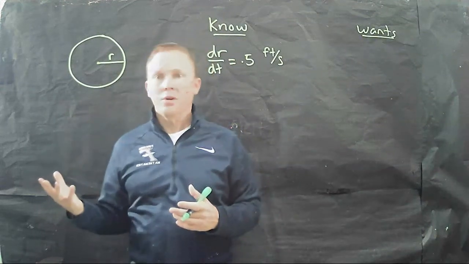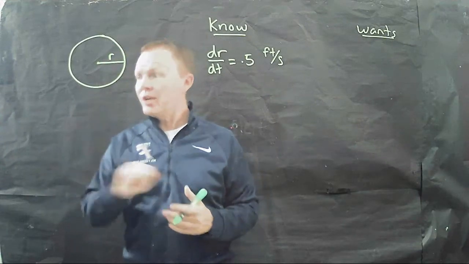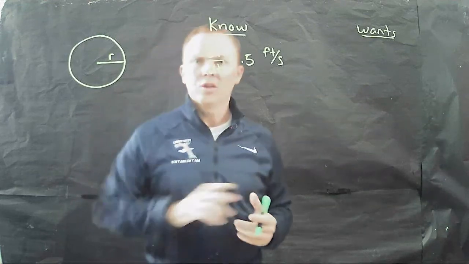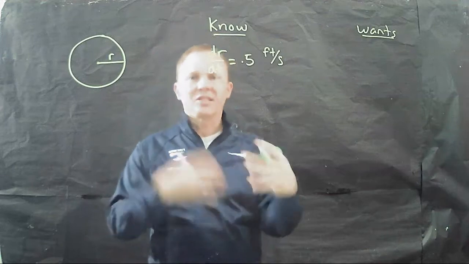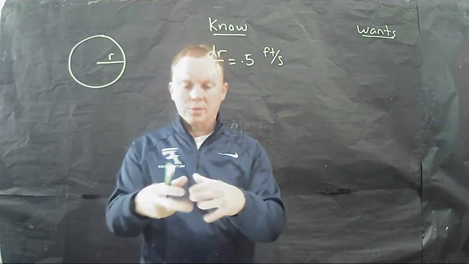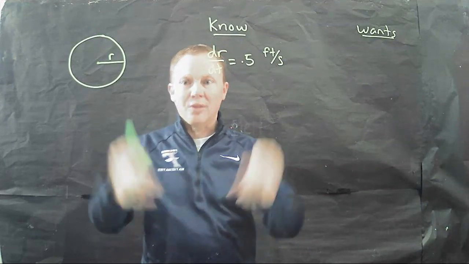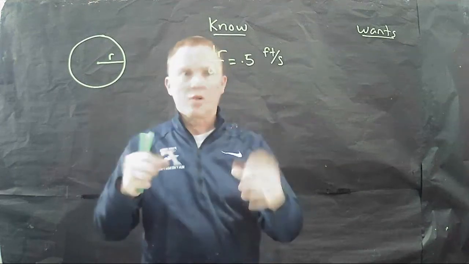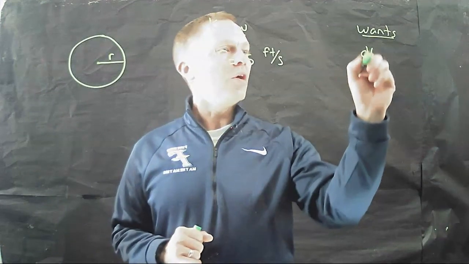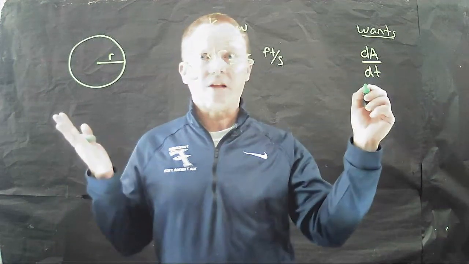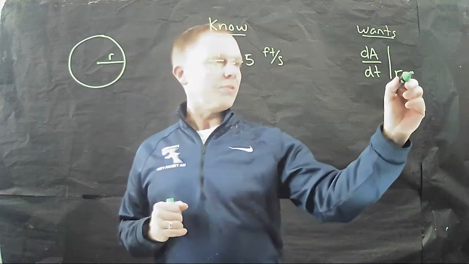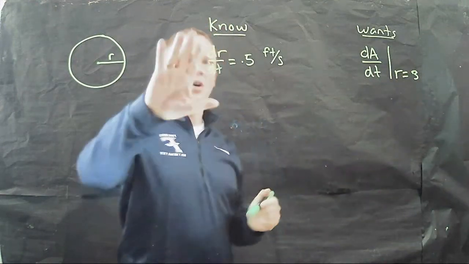Okay, and what do I want to know? The question says, how fast is the area of the ripple growing when the radius is 3 feet? So there's always going to be a when. How fast is this changing when? We have this situation going on here: the radius is changing, the ripple's getting bigger. And as soon as the radius gets to 3 feet, we take a picture, a snapshot, and say, okay, how fast is the area changing at that instant? And so what's our want here? I want to know dA/dt. A stands for area. And when do I want it? When r is 3. So I've identified my knows and my wants.